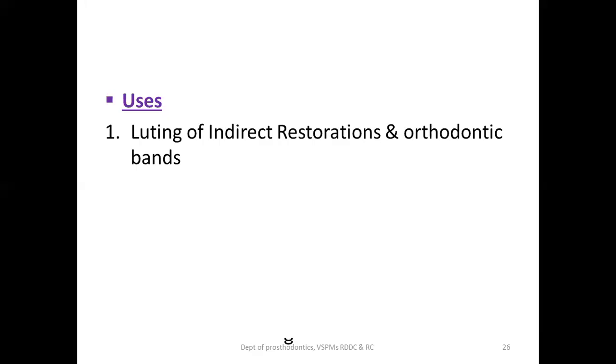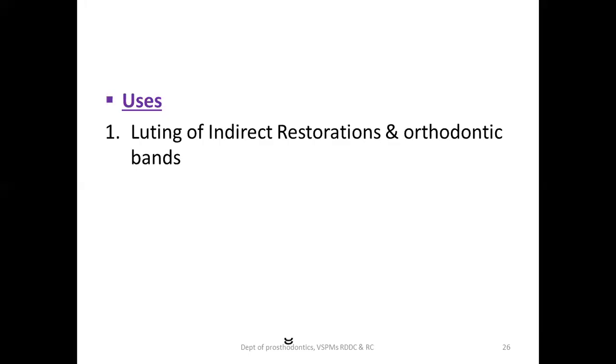Once you do the tooth preparation, or once you do the inlay cavity preparation, you have to make the impression, then pour the impression, prepare a die, prepare a wax pattern and then cast it. You will have to invest the pattern, do the burnout of the wax, flow the molten metal, and then the casting that you receive, you will have to finish and polish.